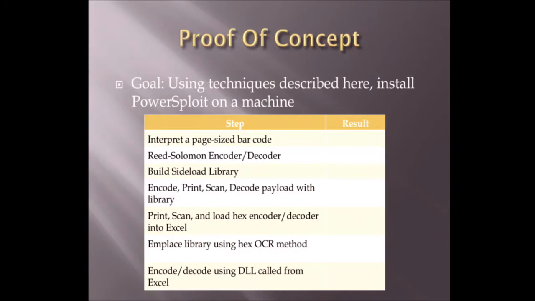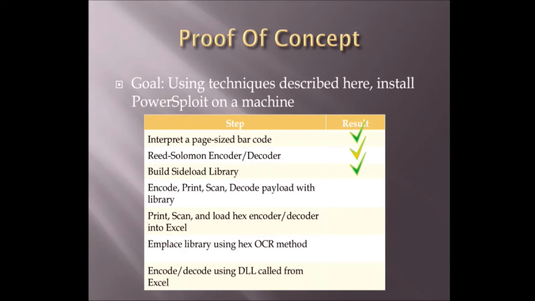All right, but so I decided to give myself a grade on how this went for me. So my goal was to install PowerSploit on a machine that didn't have it on it using these methods and not using magnetic media. So just some grades. Interpret a page size barcode: yeah, I could do it. The Reed-Solomon encoder decoder: I was able to make it work eventually. There's a yellow mark there. I'm going to talk about that in a second.